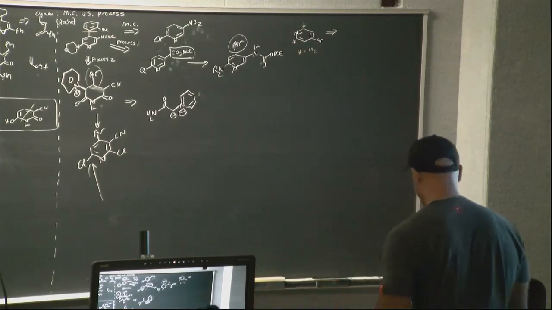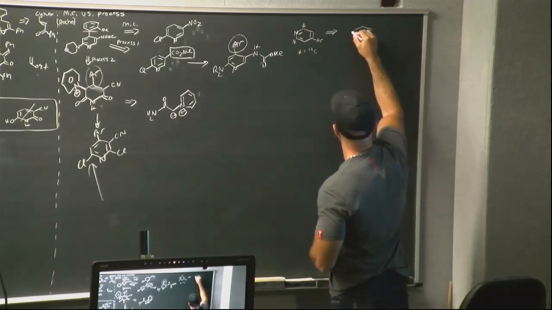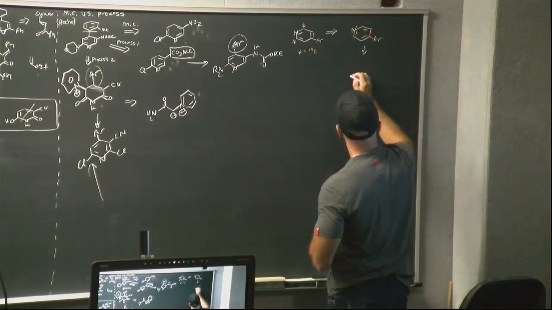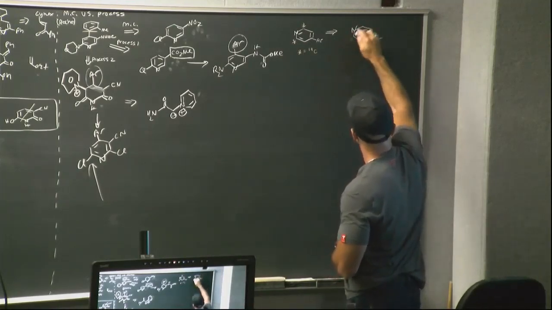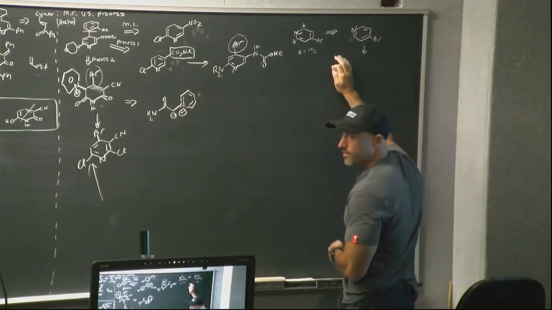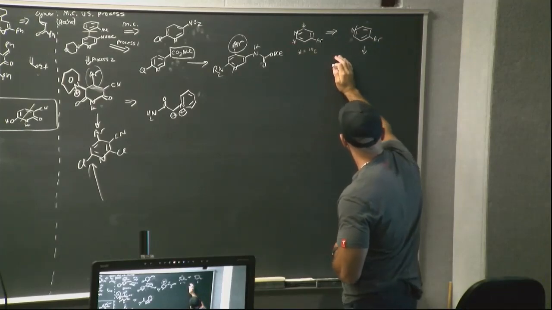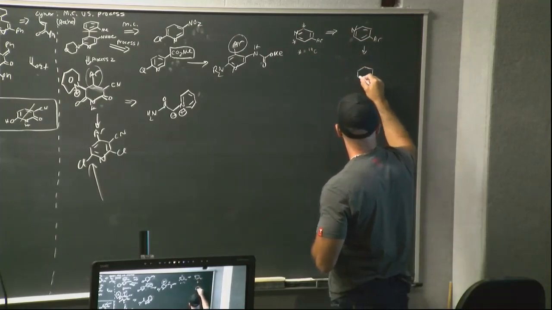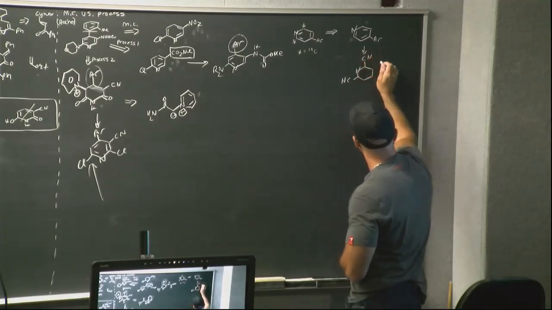Oh, that's an interesting idea. So if we start with the ring open compound, or let's just start with the unlabeled compound, we need a method of going from here to something which has given us exposure of these two carbon units. What's that? So let's say we made the N-oxide, added in a nitrile. Let's say we were able to get that kind of thing there.